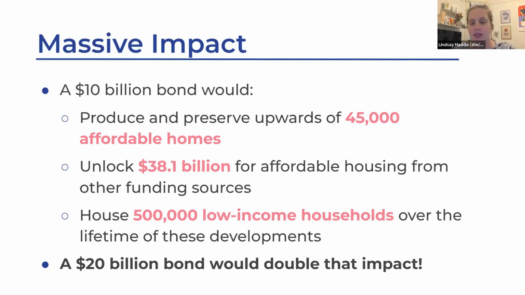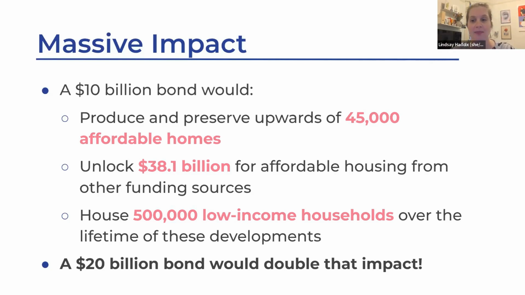So those of you that work in affordable housing development know that you don't just need local funding, you need state, federal, sometimes philanthropic, sometimes a commercial bank loan in order to make these projects go forward. So this regional bond would be able to leverage and unlock affordable housing funding sources from all those different areas. And it would house around 500,000 low-income households over the lifetime of the developments. And some quick math tells us that a $20 billion bond, or double that, would double the impact.